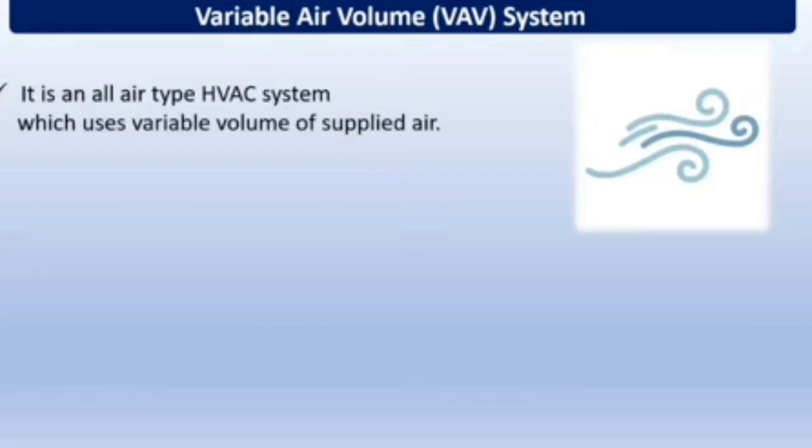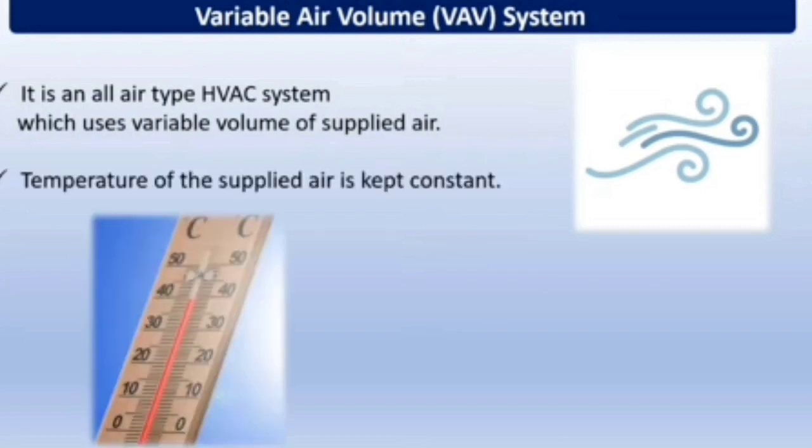A VAV system is an all-air HVAC system which uses variable volume of the supplied air while the temperature of the supplied air is kept constant. This is opposite to CAV system which we discussed in the previous video, where volume is kept constant while the temperature of the supplied air is changed.